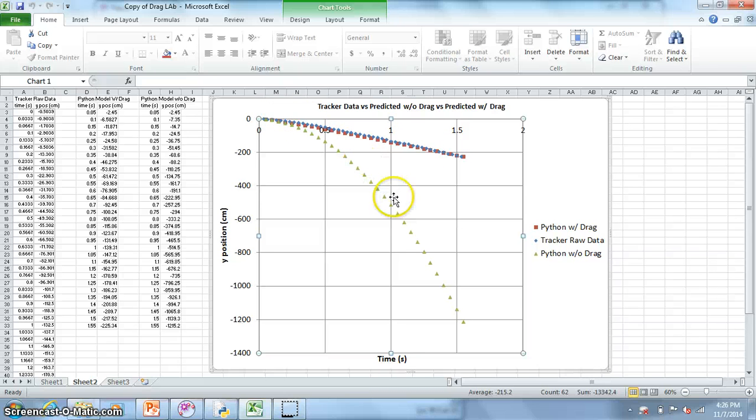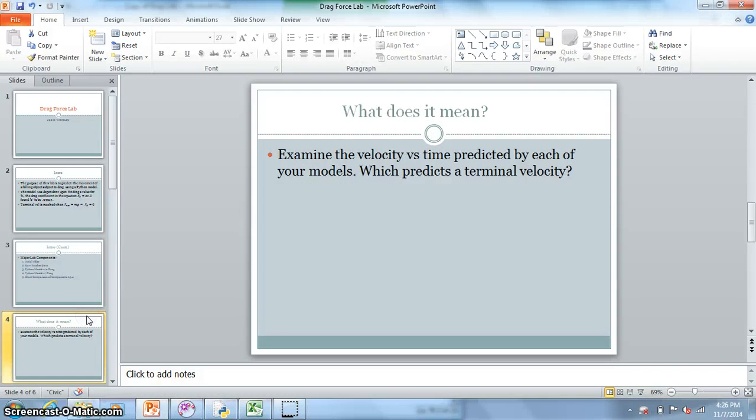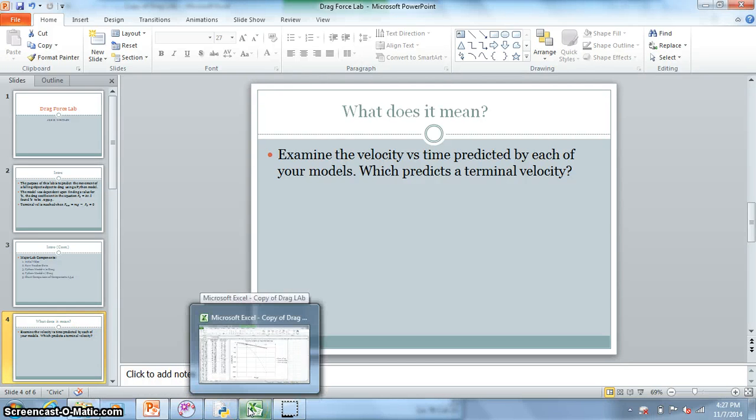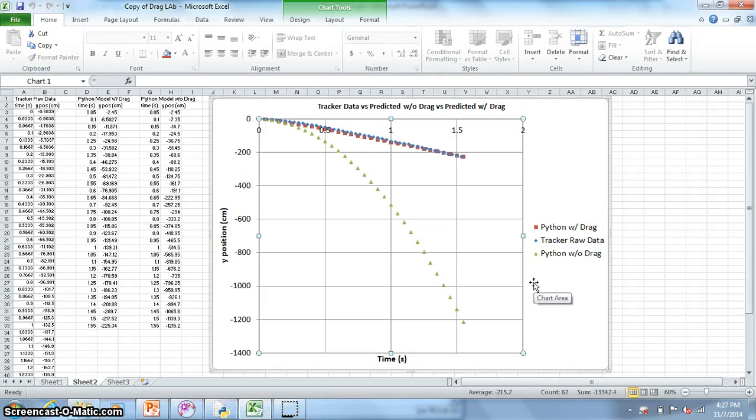The Python without drag is moving quadratically in the negative direction, which means that its velocity is linearly increasing, which means that it has a constant acceleration, which means that it does not reach terminal velocity. That sort of answers the what does it mean question of this lab. So the model that predicts a terminal velocity is the Python with drag.